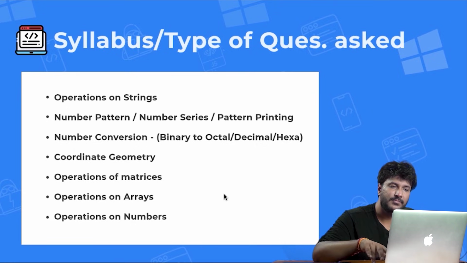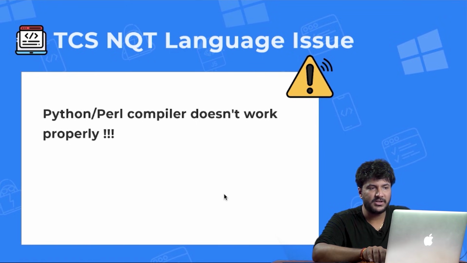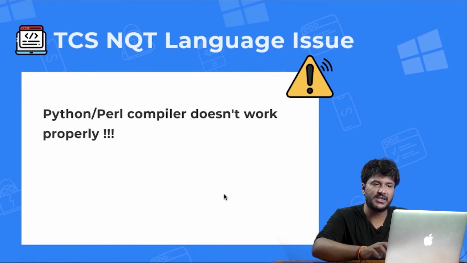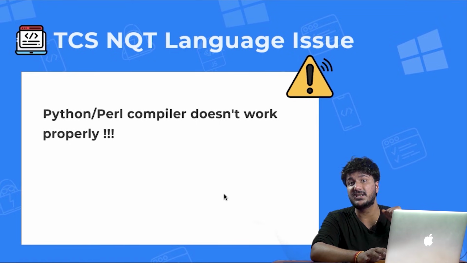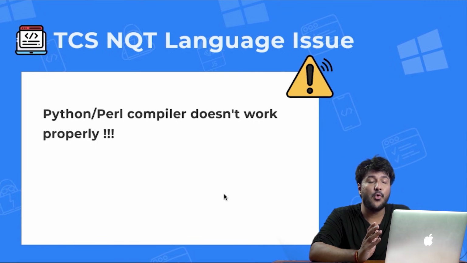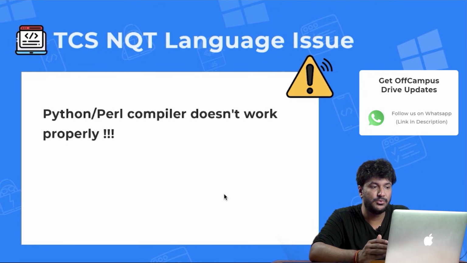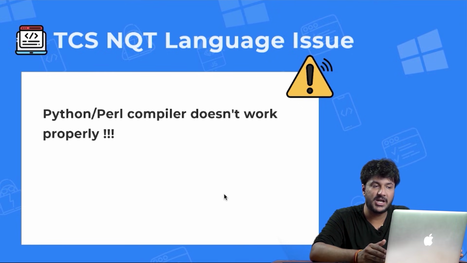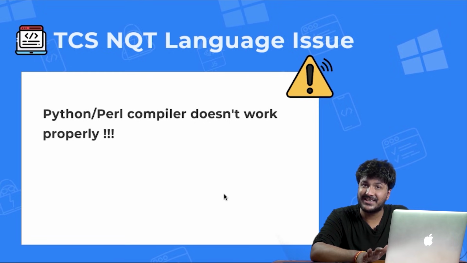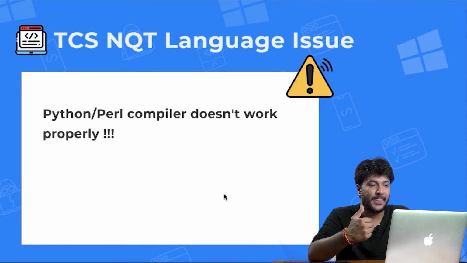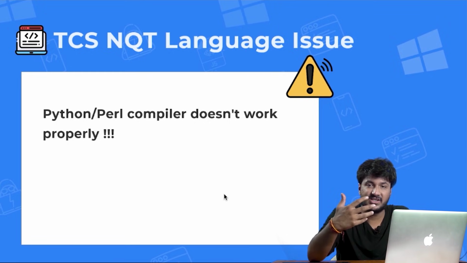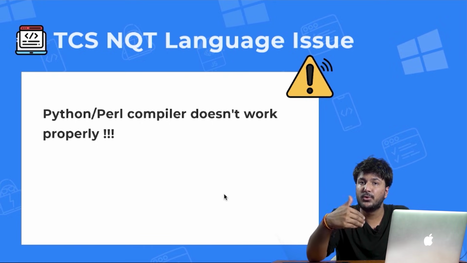One more thing is there is some language issue with the TCS NQT compiler, and this is something that we tell every year to all the students. Some students take our suggestions, some students don't. In fact, this happened last time. Last time also we told you not to code in Python and Perl. I understand, I am a Python lover. I really love Python as a language. It's very efficient. It's very easy to write. The number of lines of code that you have to write would be lesser in this case.